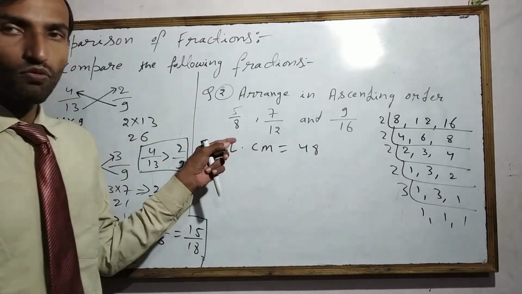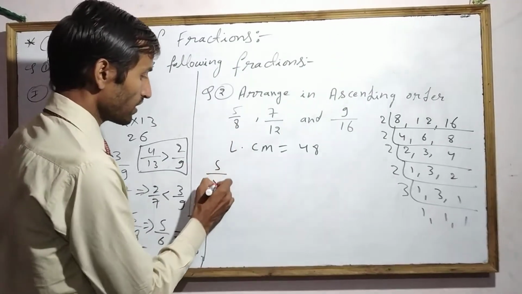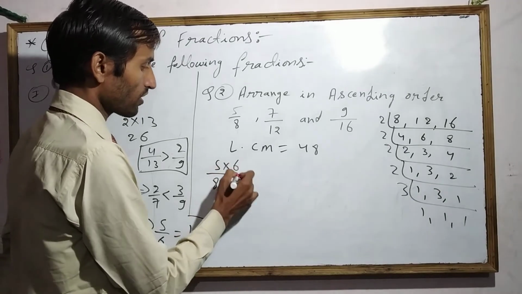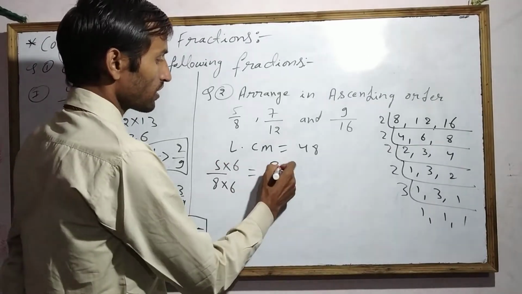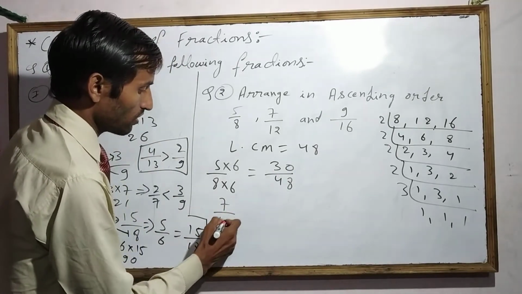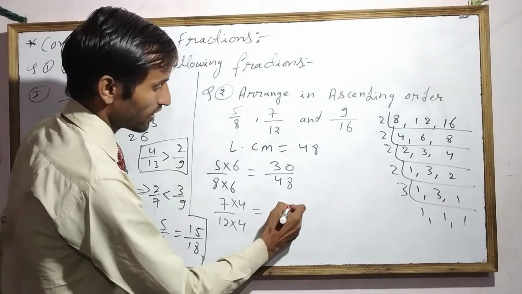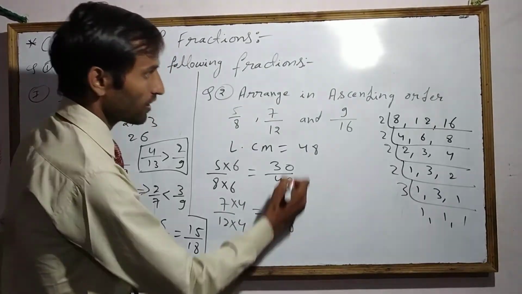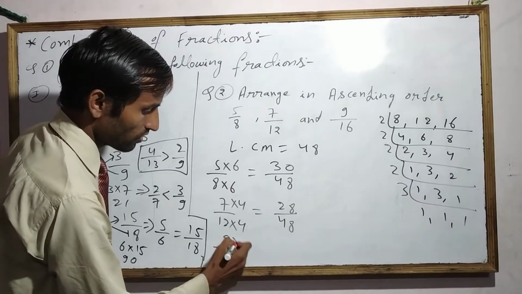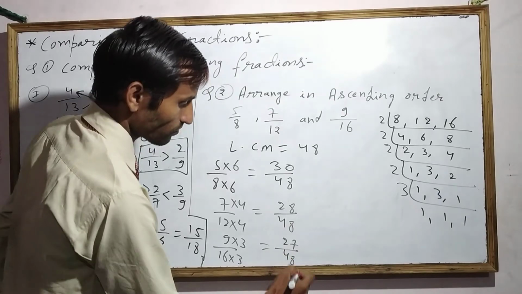Now we have to make the denominator 48. So 5 upon 8: we multiply by 6, then it will be 48. 5 sixes are 30, so 30 upon 48. Next, 7 upon 12: we have to multiply by 4, so 28 upon 48. After that, 9 upon 16: we have to multiply by 3. So 9 threes are 27, giving 27 upon 48.